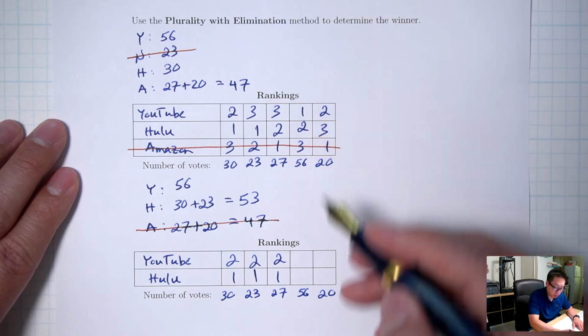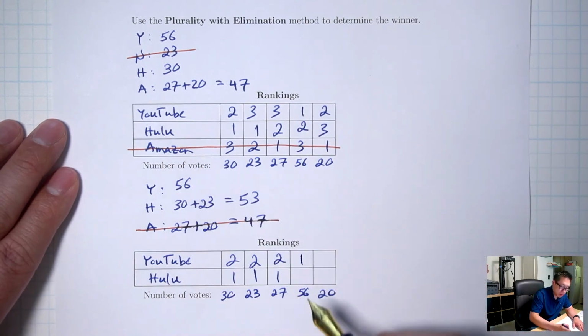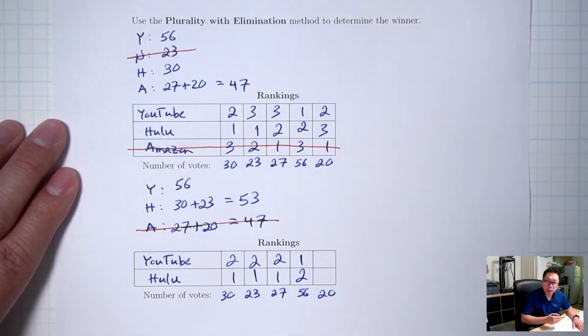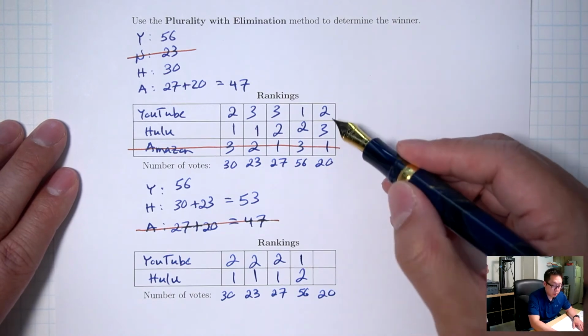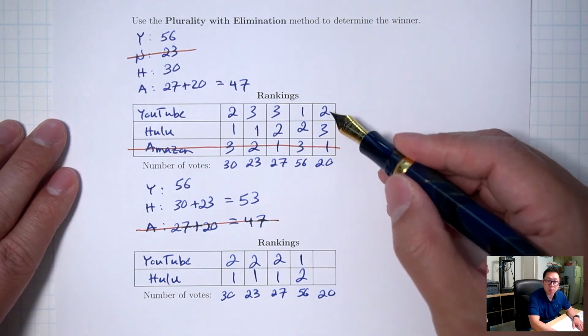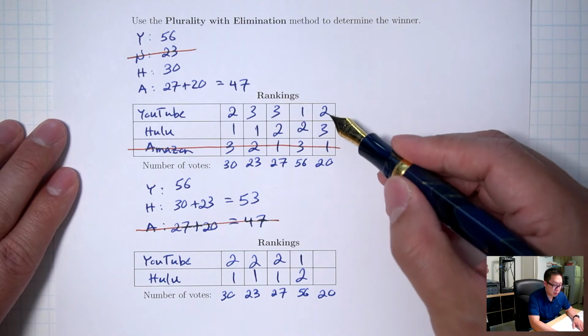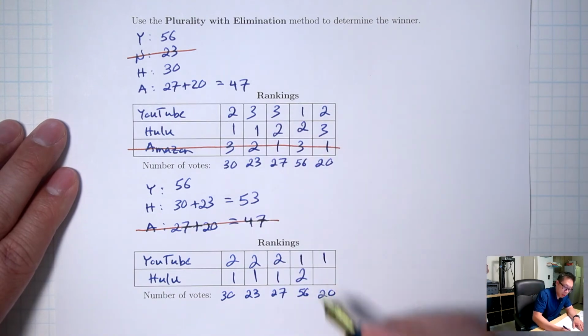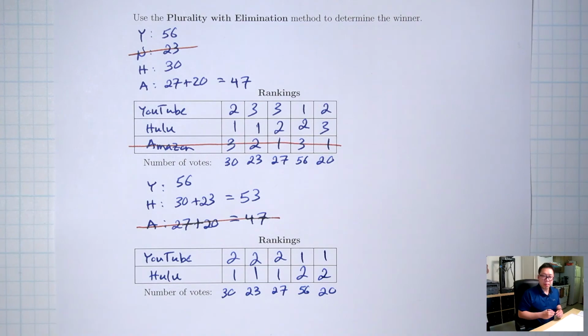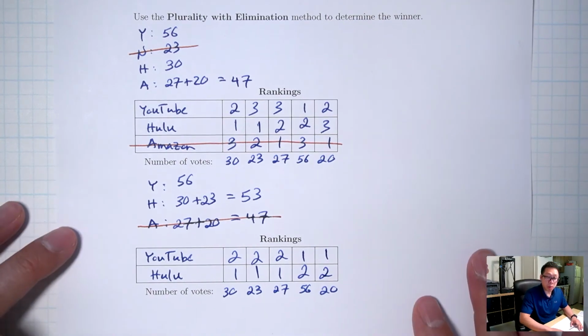56, 1 versus 2 here. They like YouTube more, which means Hulu will be 2. And then finally, these 20 people, 2 versus 3, which one do they like more? Right, 2 is the lower rank, which means they like that one more. So they like YouTube more. YouTube will get 1, which means Hulu will get 2. Right, that's my new ranking table with only 1s and 2s.